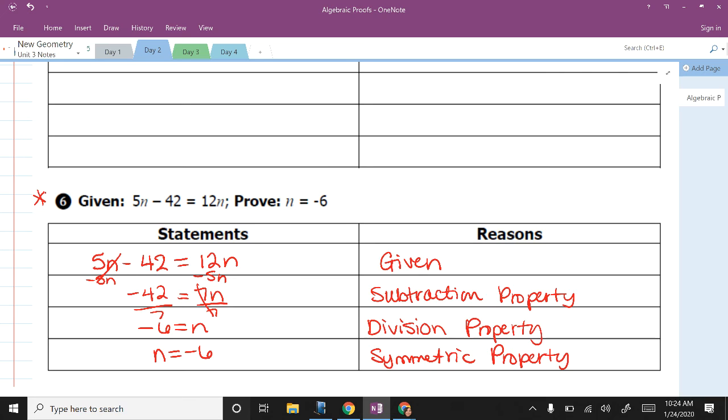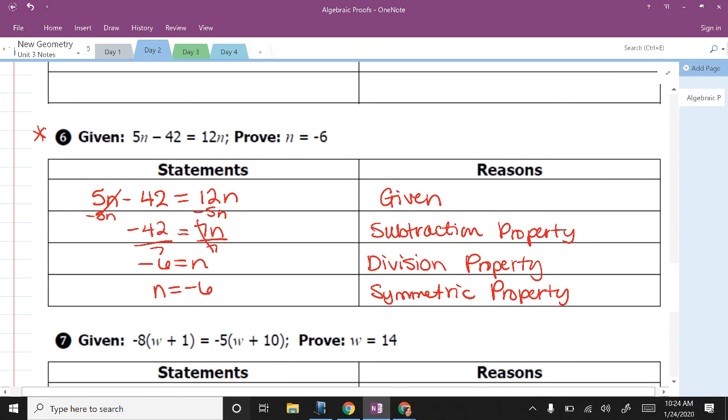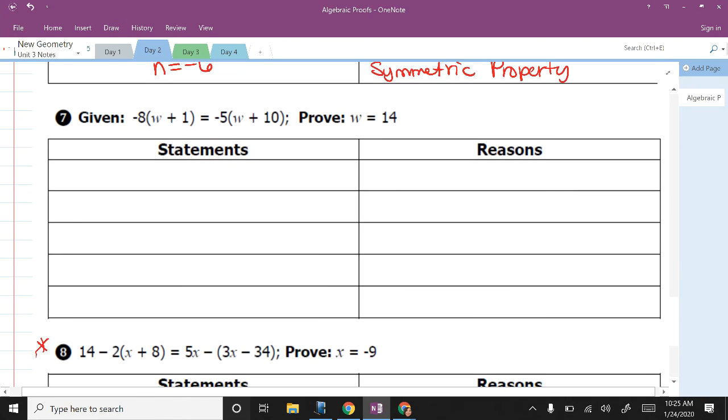Okay, we need to know the reason we swap the order is because of the symmetric property. Does that make sense? Okay, and we need to get used to whatever it says to prove. Our last statement has to be exactly the same thing. This is not exactly the same thing because it's in a different order, but we have a property that fixes that. Okay? All right, let's skip down to number 8, and this will be our last example for today.